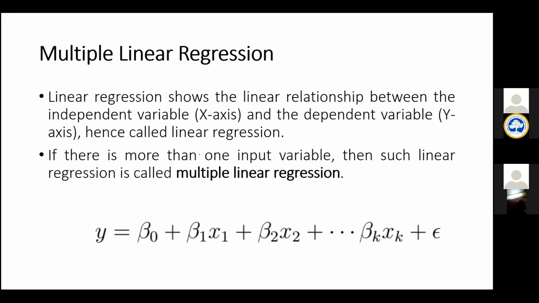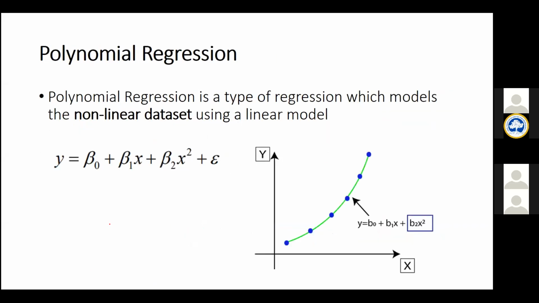So in multiple linear regression, there are more variables. For example, here you see there is a beta naught, beta 1, beta 2, beta k. All these are the coefficients. Beta naught is the intercept, and beta 1, beta 2, beta k are the coefficients, x1, x2, up to xk are the independent variables, and y is the dependent variable. So in this case, there are multiple variables in the regression algorithm, so I can say it is a multiple linear regression. That is the only main difference between linear regression and multiple regression.